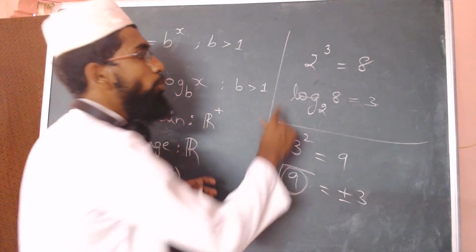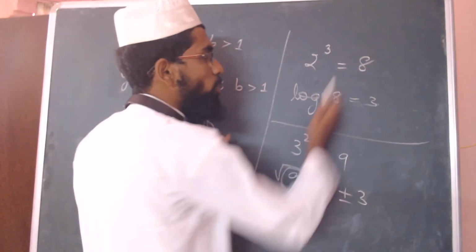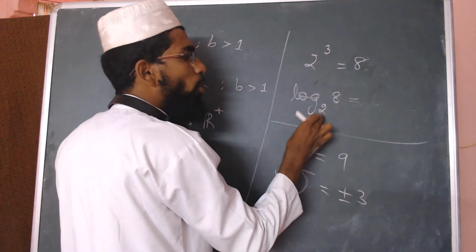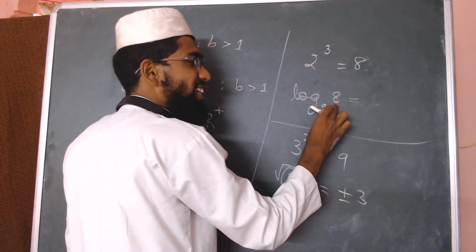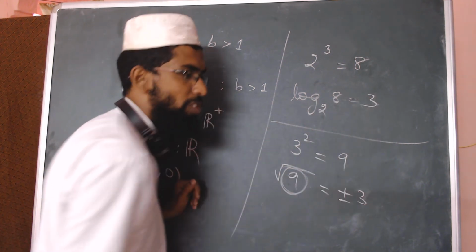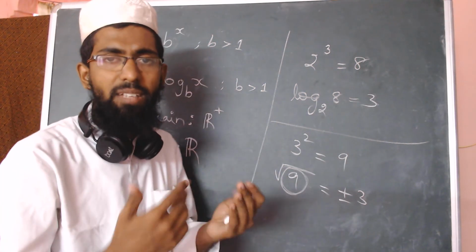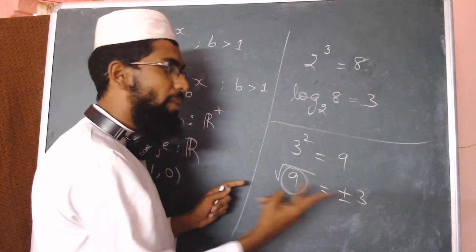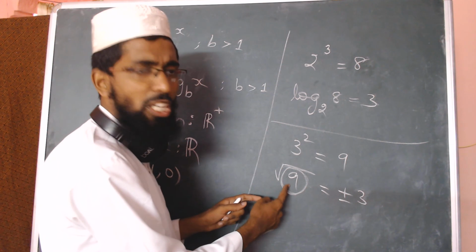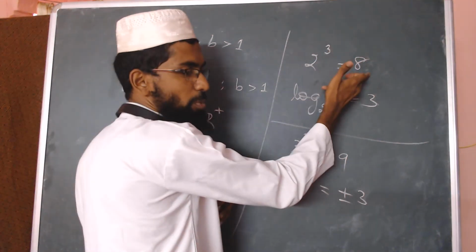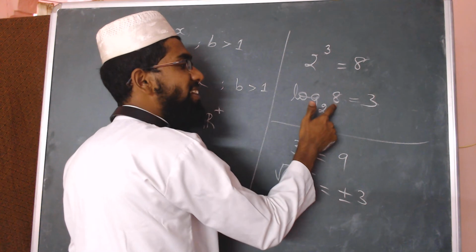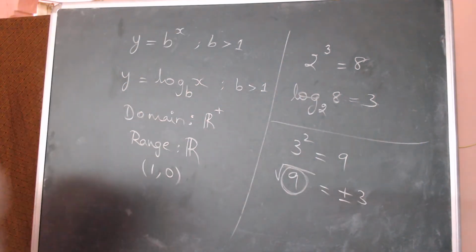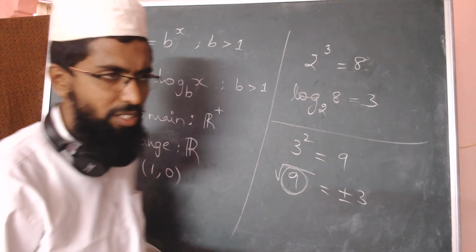The same way, 2 cube is the exponential function. 2 cube is 8. Then log base 2 of 8 asks: 2 power what is 8? 2 power 3 is 8. Can you understand? It is nothing but the reverse process. 3 square is the squaring function. What number, if I multiply it 2 times, gives 9? That is my square root. 2 cube is exponential. 2 power what is 8? That is my logarithmic function. So this is what the exponential and logarithmic functions are.